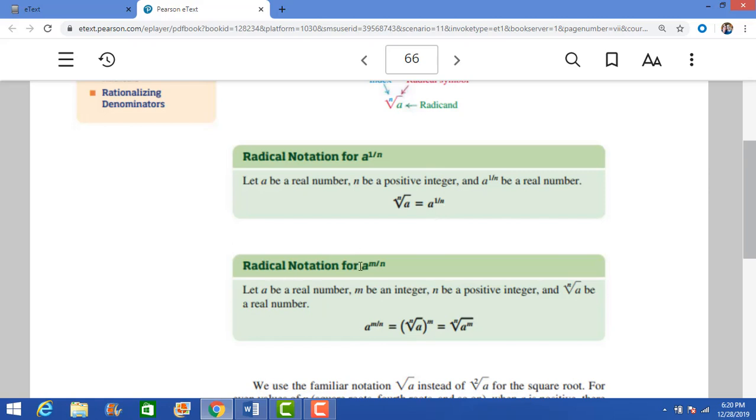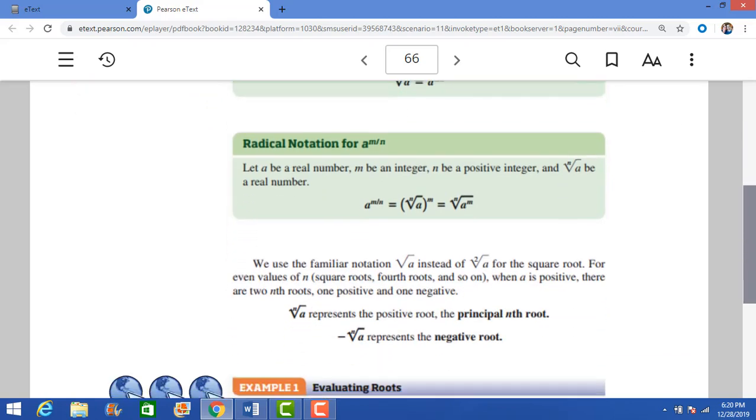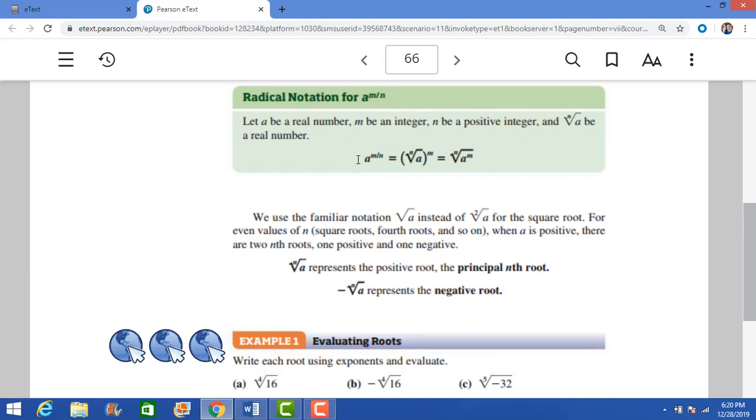So radical notation, again, this is something we were introduced to last section, can be rewritten using this new notation. Now, if we look at this, we can write a to the m over n power as the nth root raised to the mth power. Or we can bring it inside the radical. So either way, it's okay. Remember, we've seen this before. We can exchange these, and you'll get the same answer.